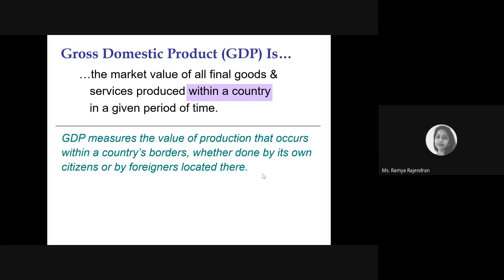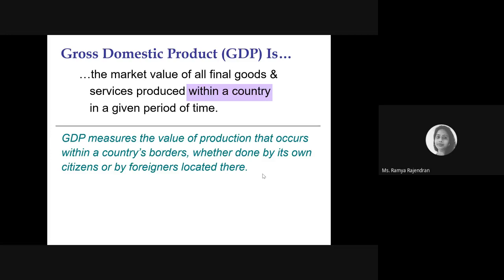Next one is within a country. Okay. So here the GDP measures the value of production which occurs within the country borders. For example, if you are buying raw materials from a different country, and then you're making the product, yes, that is fine. But if you're buying a complete finished product, you will not take that product into the GDP account. Okay, it will be in the export and import account. I mean, yes, export and import will also be included in the GDP, but still not in the production.